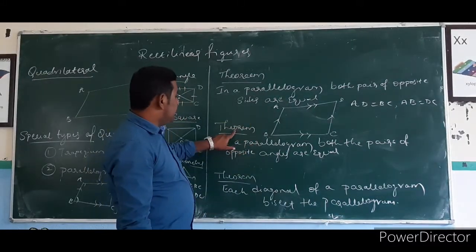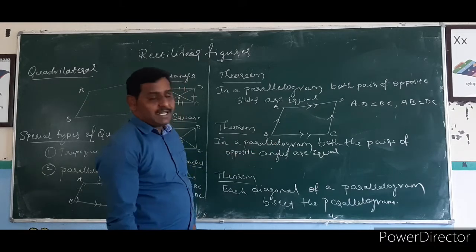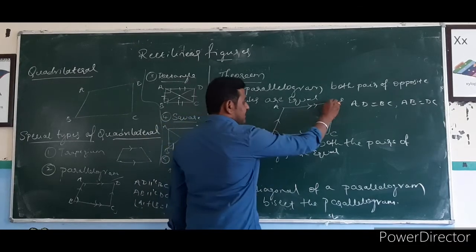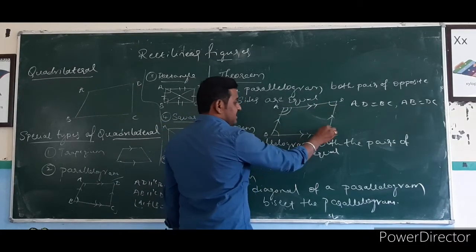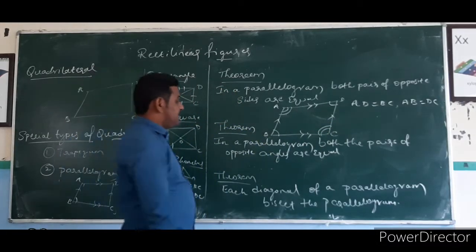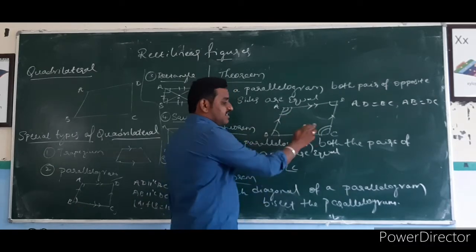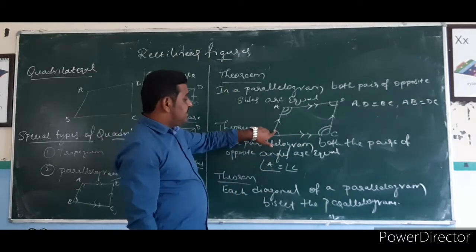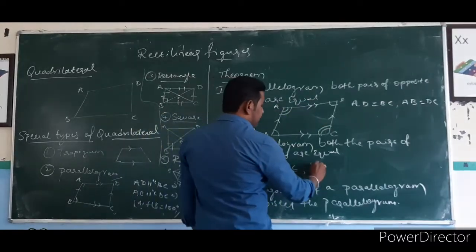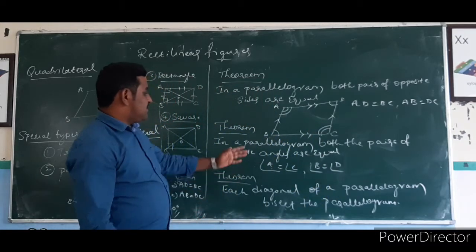So next theorem. In a parallelogram, both pairs of opposite angles are equal. Which are the opposite angles? Angle B's opposite angle is angle D. Angle A's opposite angle is angle C. Opposite angles are equal. That means angle A equals angle C. Suppose it is 100, this is also 100. If it is 60, what about this? 60 only. That means angle B equals angle D. This is the second theorem.